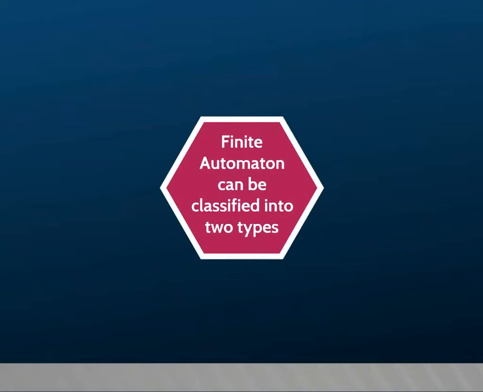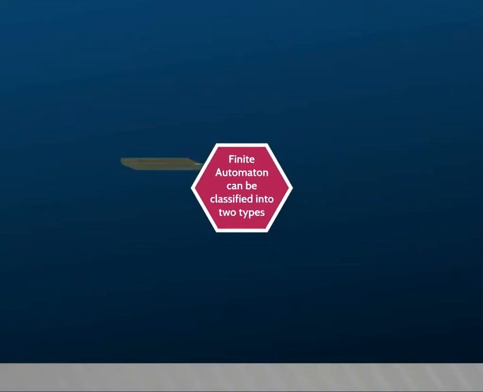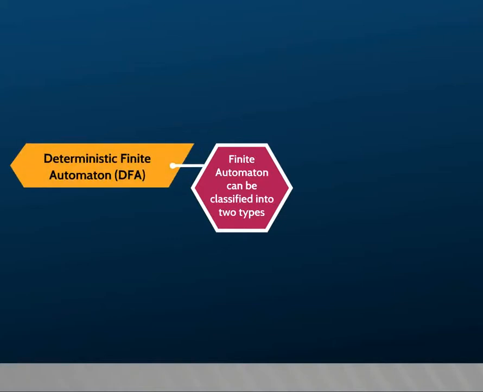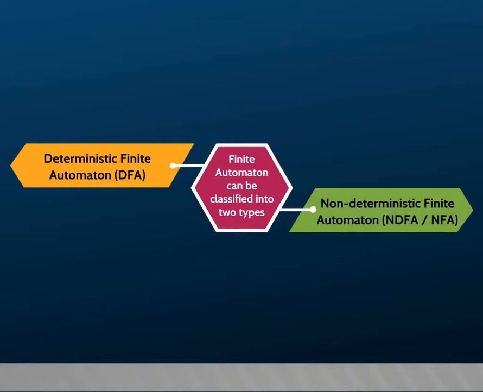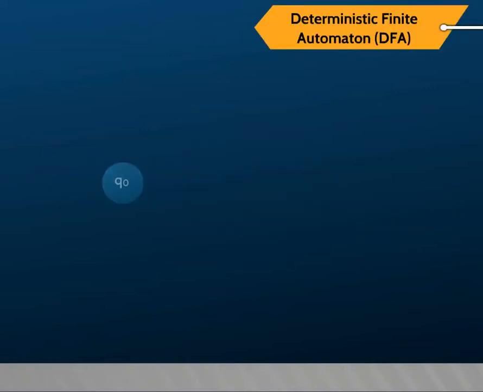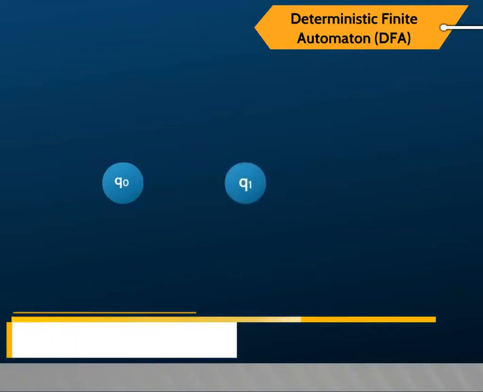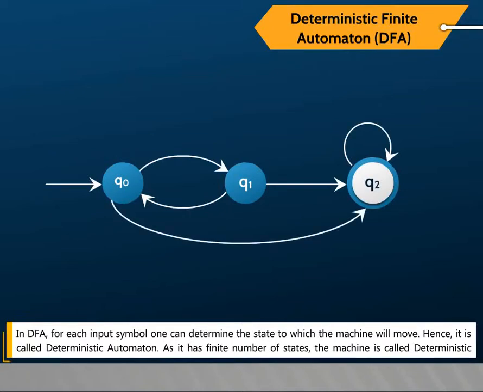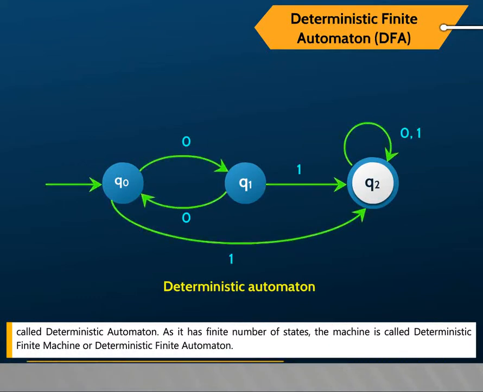Finite automaton can be classified into two types. Deterministic finite automaton, that is DFA. Non-deterministic finite automaton, that is NDFA or NFA. Deterministic finite automaton, that is DFA. In DFA, for each input symbol, one can determine the state to which the machine will move. Hence, it is called deterministic automaton. As it has a finite number of states, the machine is called deterministic finite machine or deterministic finite automaton.